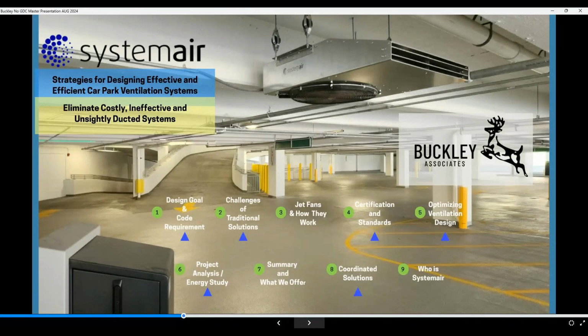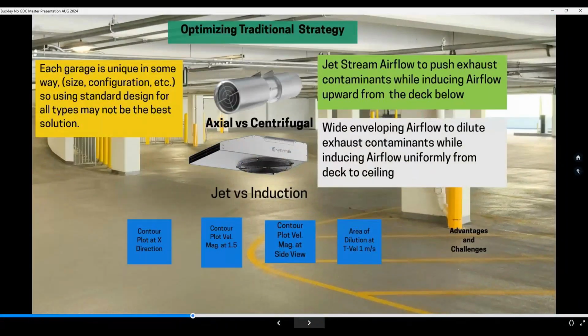From that, now we're going to talk about optimizing ventilation design. And here we're actually going to start to give you the discrete differences in the performance and the characteristics of the volume of air that's put into motion by an axial jet fan and a centrifugal jet fan. Because an axial jet fan provides a jet stream of air to push contaminants towards an exhaust location, whereas a centrifugal jet fan is still a high thrust, but it's also high induction. That provides a very wide enveloping airflow discharge to quickly dilute contaminants on their way to extraction.